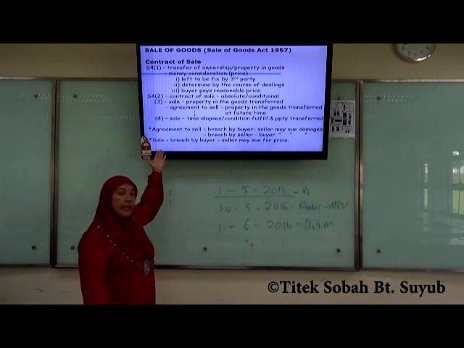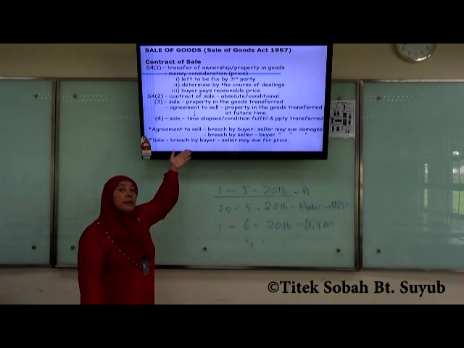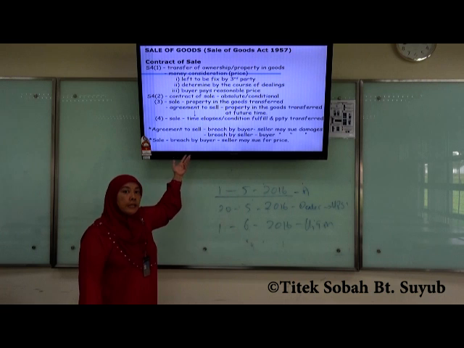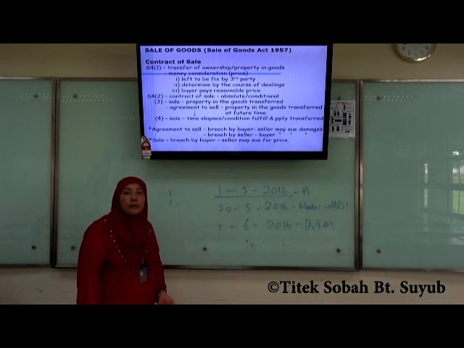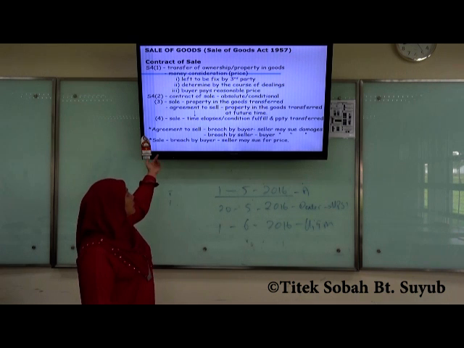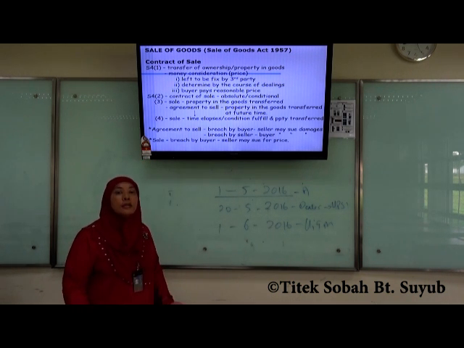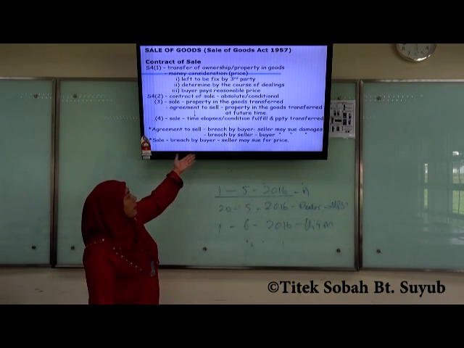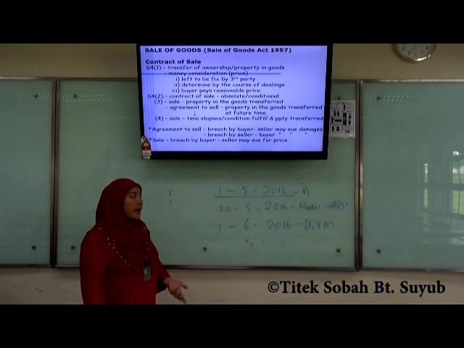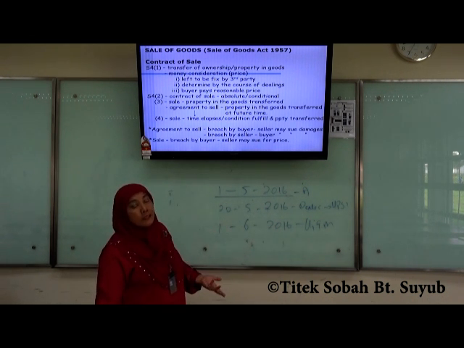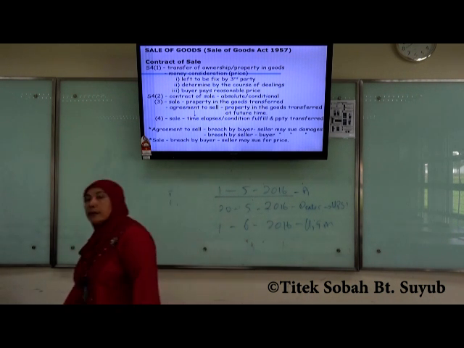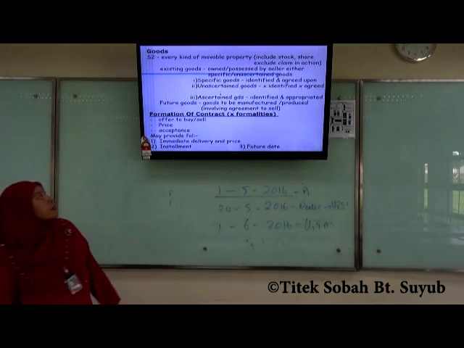However, if this is a sale, why is it that the breach is only by the buyer? Because it's already a sale. The property in the goods had already been transferred to the buyer. So under the situation, of course, there is no breach on the part of the seller. So when there is breach by buyer, meaning buyer did not pay for the price, the full purchase price of the said goods, under the situation, of course, the seller can sue for the price.